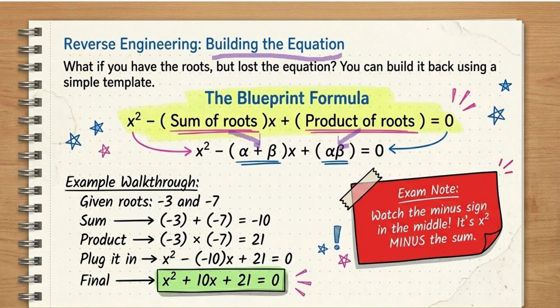Example walkthrough, roots minus 3 and minus 7. Sum, minus 3 plus minus 7 is equal to minus 10. Product, minus 3 times minus 7 is equal to 21. x squared plus 10x plus 21 is equal to 0. Exam note, watch the minus sign in the middle. It's x squared minus the sum.